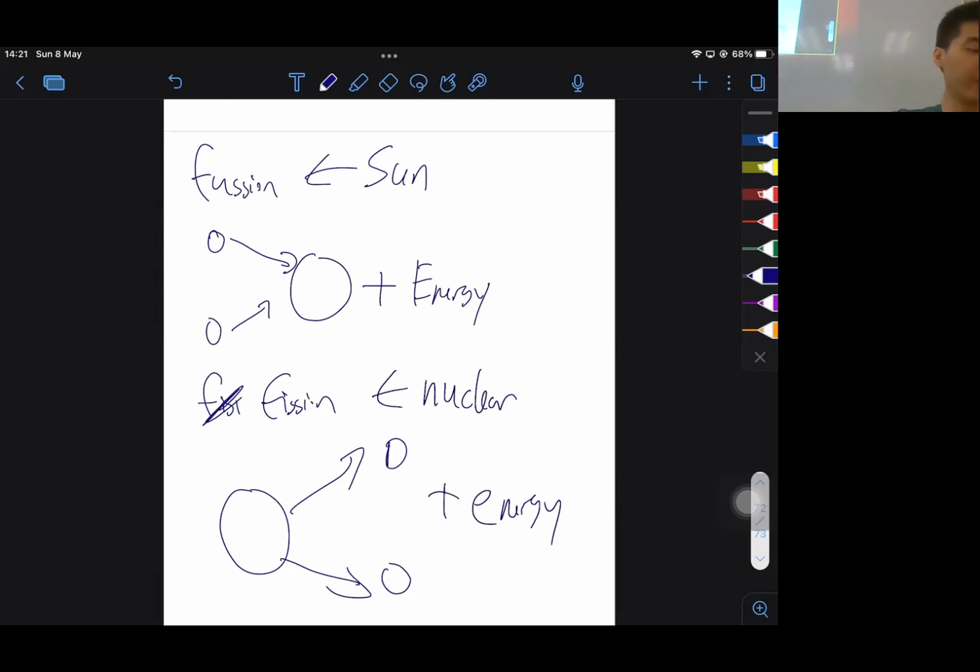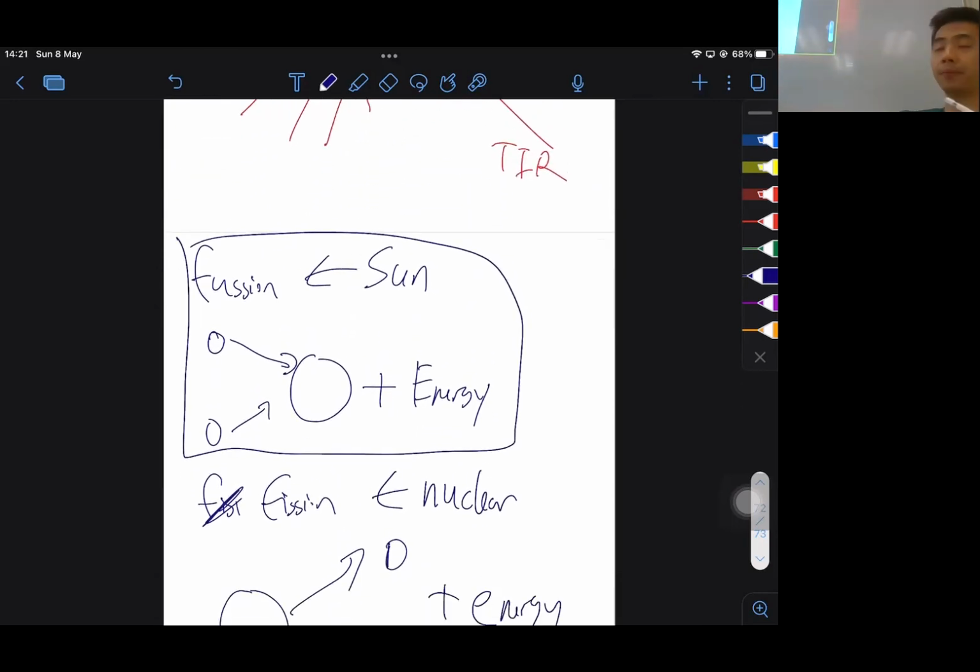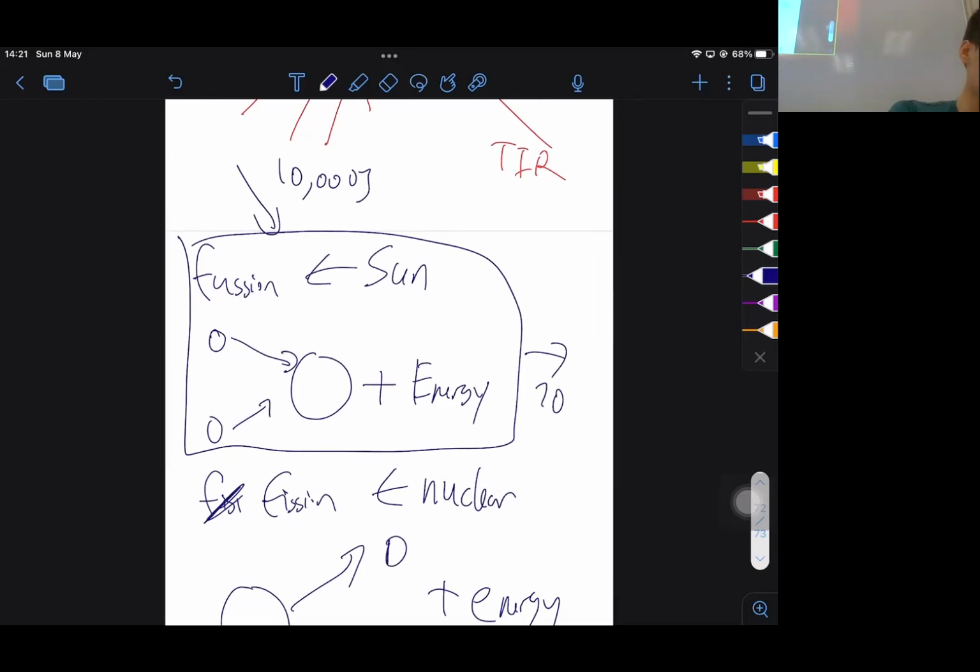Meaning to say, even if we were to successfully make nuclear fusion on Earth, the amount of energy that you put in is like maybe 10,000 joules. But the amount of energy that comes out is like less than 10,000 joules. Maybe it's like only 7,000 joules, you know. So we can do nuclear fusion here, but it's not scalable. It does not produce any net energy.